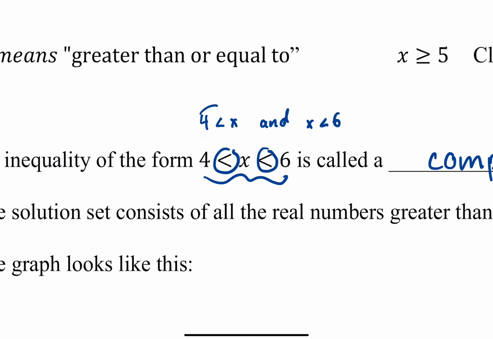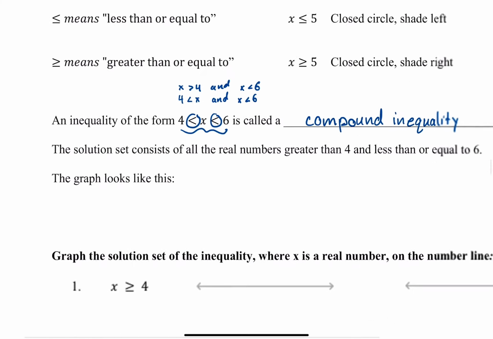We could also reverse this and say that x is greater than 4 and x is less than 6. So the only values that make that true are the numbers between 4 and 6, not including 4 and 6. All right, and we'll look into a couple examples down below.